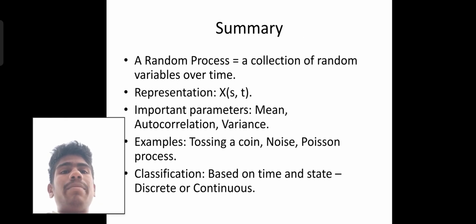Summary: a random process is a collection of random variables over time. Representation: X of s comma t. Important parameters: mean, autocorrelation, variance, moments. Examples: tossing a coin, noise, Poisson process. Classification is based on time and state, discrete or continuous.